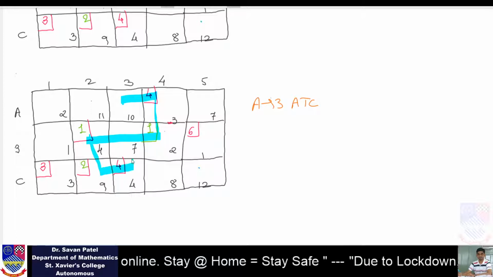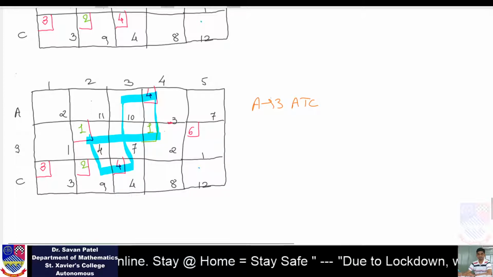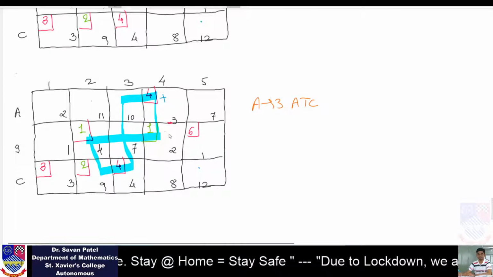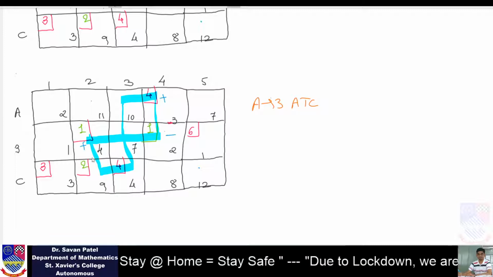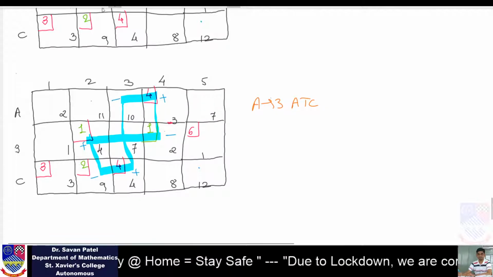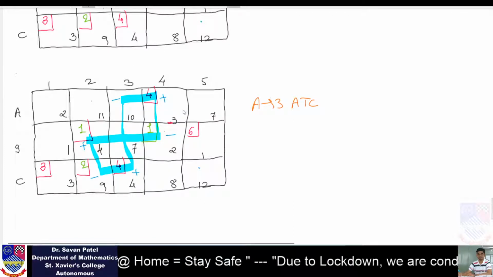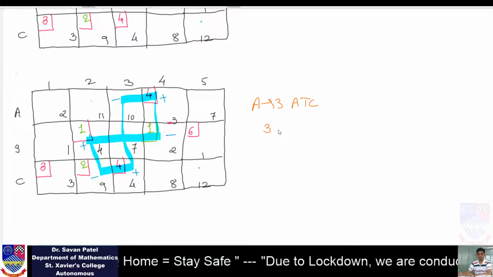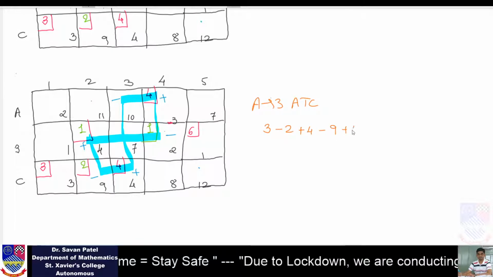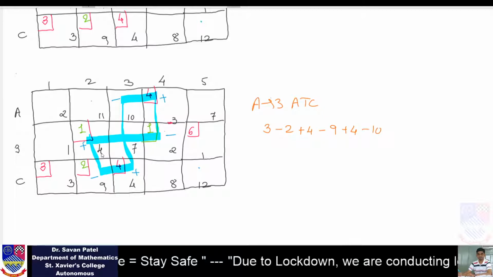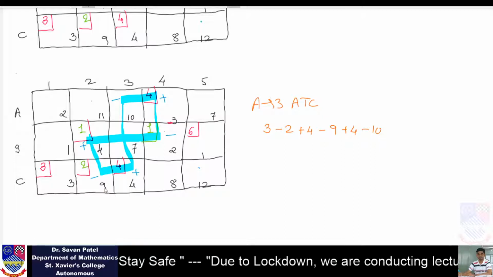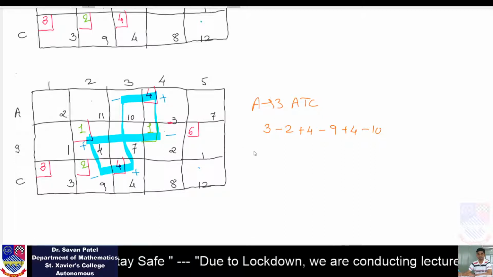I have to come here, then here, and I can come back here. Okay, so this cell will be positive, this cell will be negative with minus 1, here it will be positive plus 1, minus 1, plus 1, and minus 1. So negative corners, just I have to write this. So here it is plus 3, minus 2, plus 4, minus 9, plus 4, minus 10.